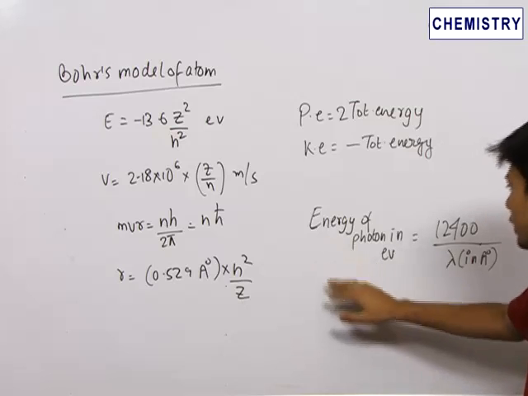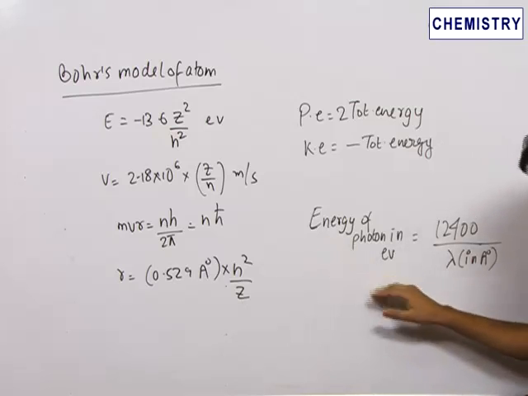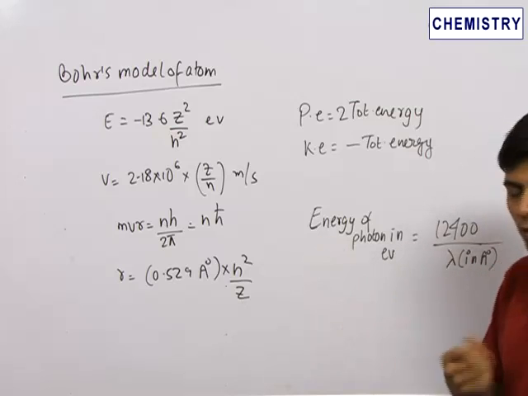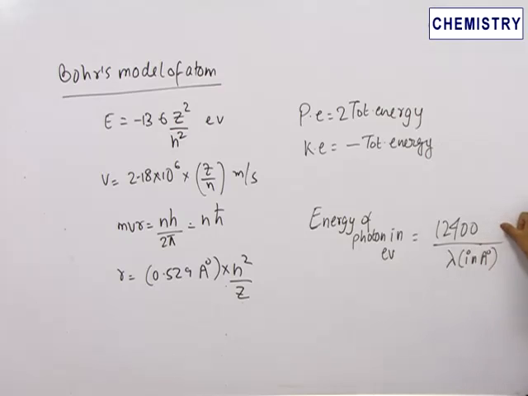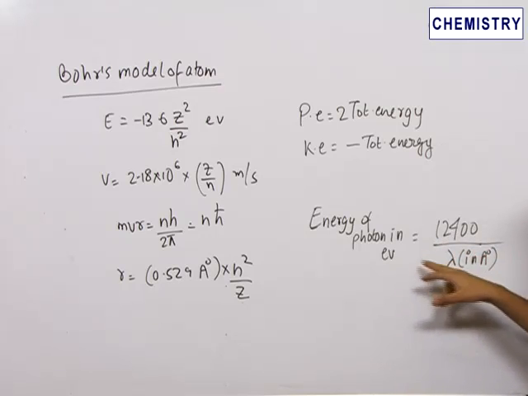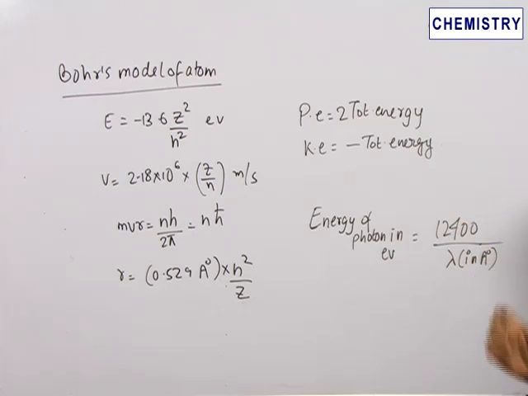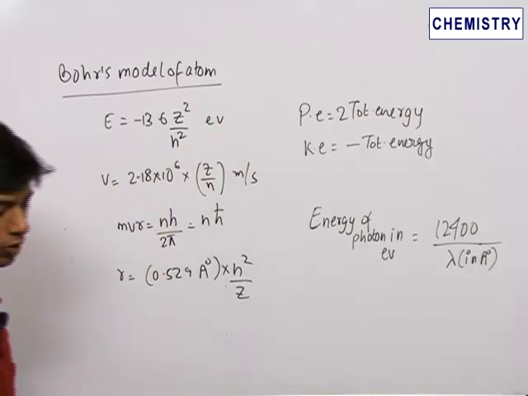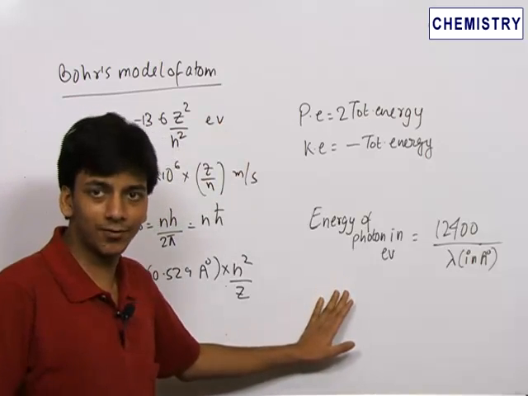Now also, if you need to find out the energy of a photon in electron volt, when you are given the wavelength of the photon, then you can use this formula. Just use 12,400 upon lambda in angstrom. Suppose the wavelength of the photon is given to be 6,000 angstrom, then you feed in 12,400 upon 6,000 to get the energy of that photon in electron volt. These are some of the small formulas which you should remember for solving questions easily and faster.